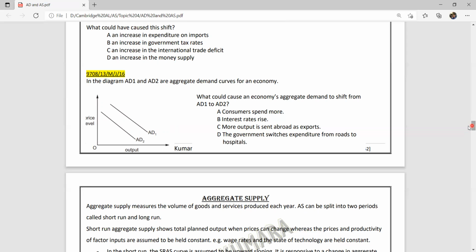High interest rate means borrowing is expensive, so investment goes down. More output is sent abroad as export? No, it's impossible. If exports are high, aggregate demand shifts to the right. Government switches expenditure from road to hospital? Whatever the change, it is still government expenditure, which means an increase in aggregate demand. So the answer here is B, interest rate rise, then only a leftward shift of the aggregate demand curve.